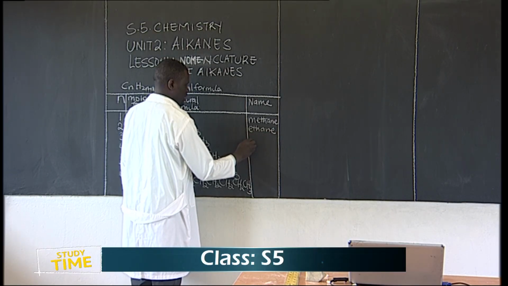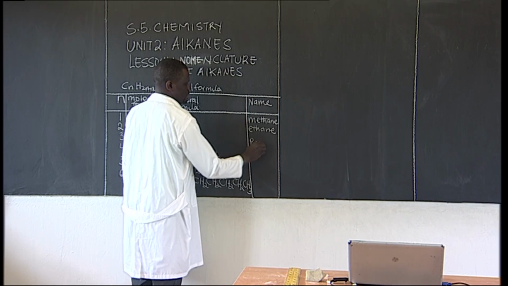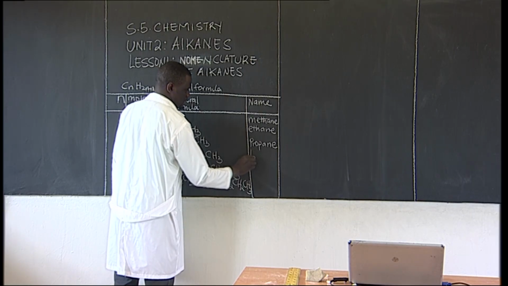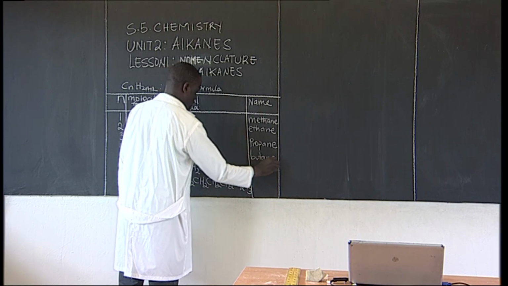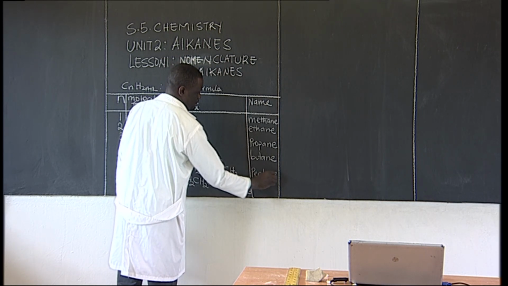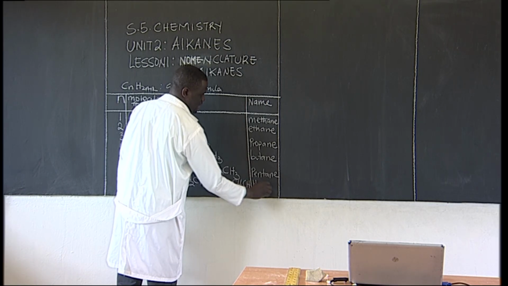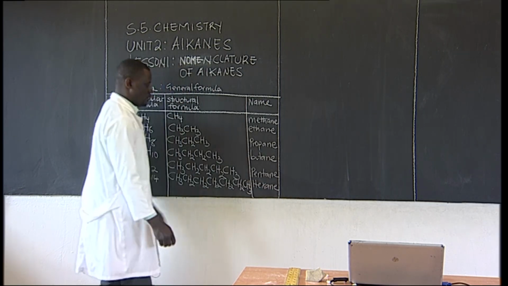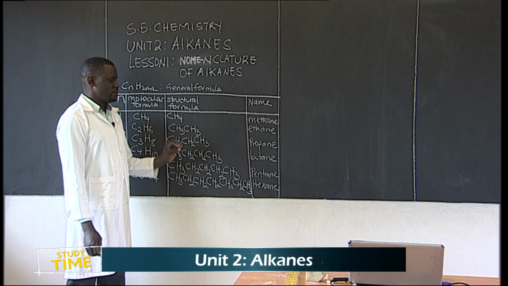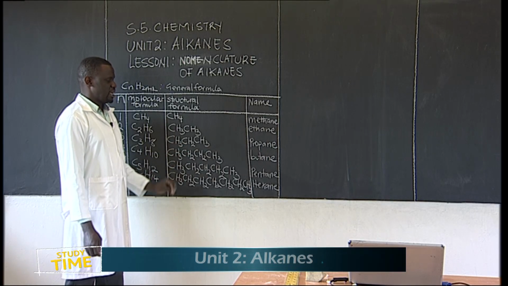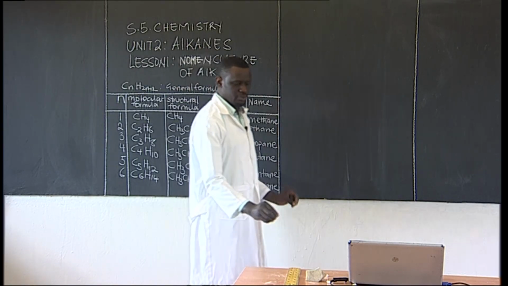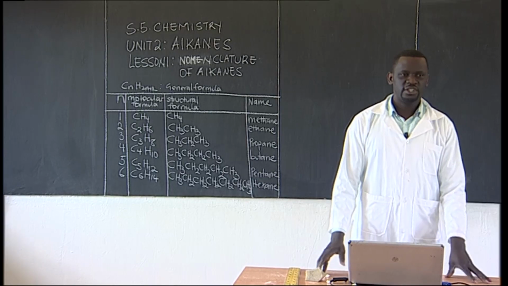The third will be propane. Who can tell me number 4? Number 4 is butane. Number 5, we shall call it pentane. And number 6, hexane. So when you reach number 5, you can borrow the knowledge of mathematics, where we have pent meaning 5, hex meaning 6, hepta, octa, like that. So those are some of the examples of our straight chain alkanes.